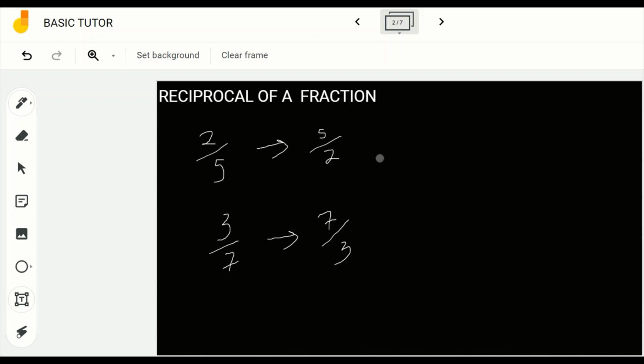Alright. What about if I have a whole number? For example, I have 5. Now, we must note that 5 as a whole number can also be written as 5 over 1. So therefore, the reciprocal of 5 over 1 is 1 over 5. Okay, so with this understanding, we can look at some questions on how to divide fractions.